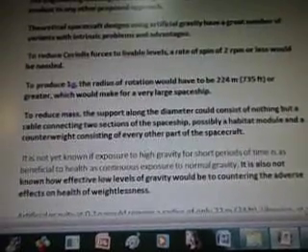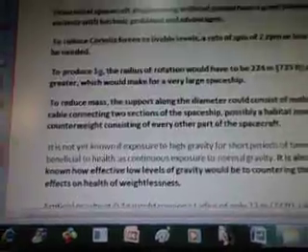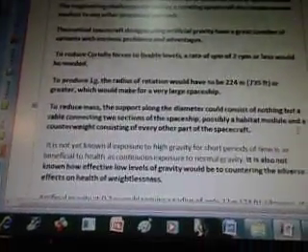To reduce mass, the support along the diameter could consist of nothing but a cable connecting two sections of the spaceship, possibly a habitat module and a counterweight consisting of every other part of the spacecraft. So basically, based on the technology we now have, that's the way they would do it. It is also not known how effective low levels of gravity would be in countering the adverse effects of weightlessness on health. If brief exposure to high gravity can negate the health effects of weightlessness, then a small centrifuge could be used as an exercise area.